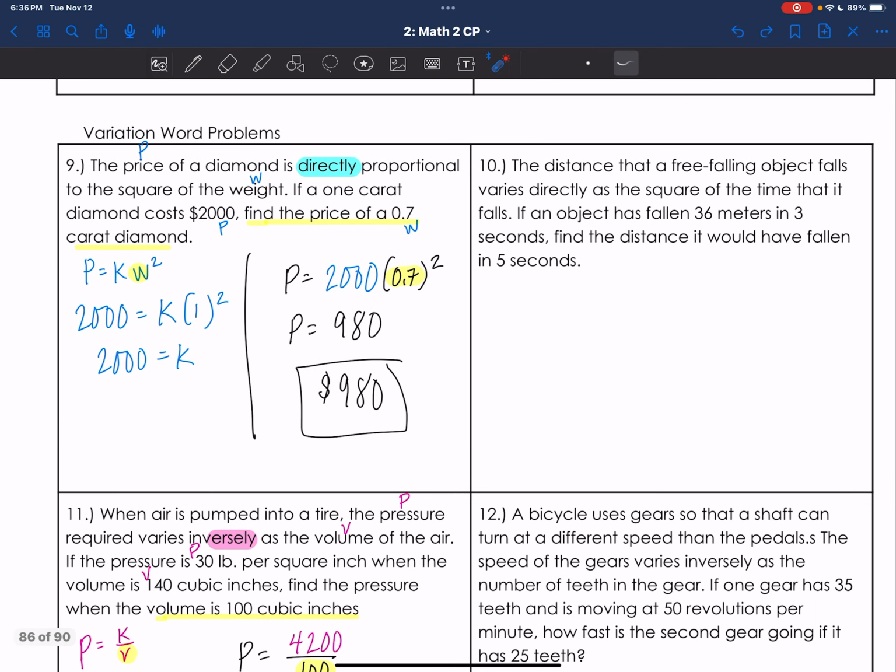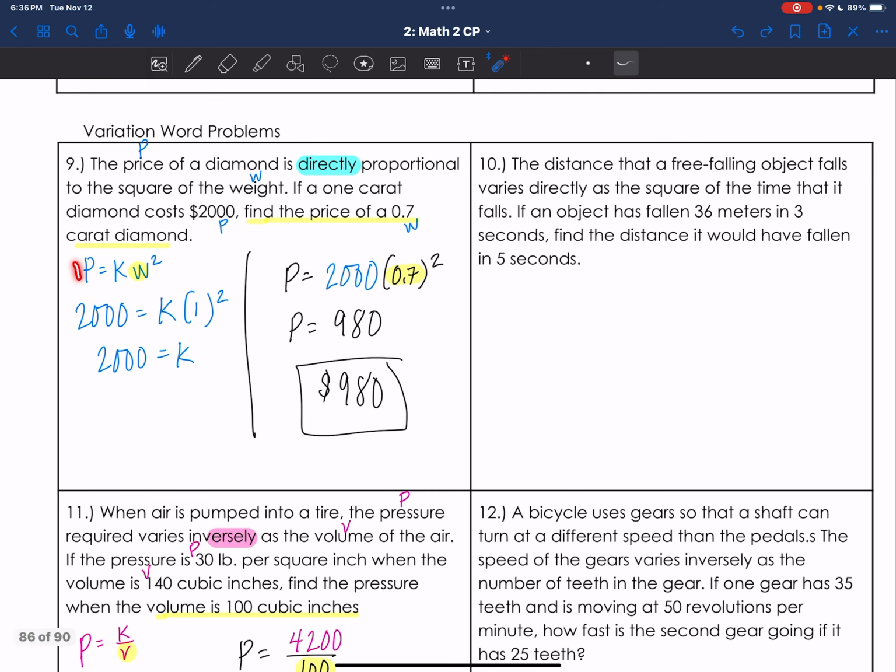And now you have variation word problems. These are kind of the same idea, but it gives you more of the relationship between the two. So the price of the diamond is directly proportional, so directly would be y equals kx, but we're going to go to the square of the weight. So don't forget that there. If a 1 carat diamond costs 2,000 pounds or $2,000, find the price of a 0.7 carat diamond.